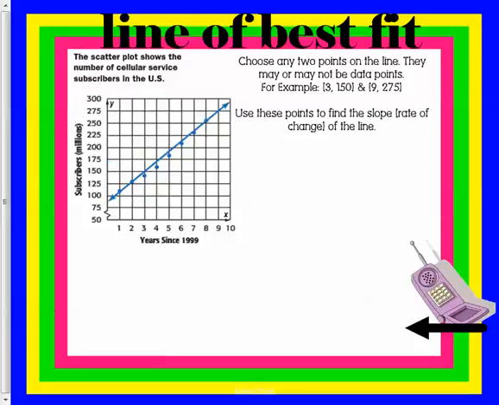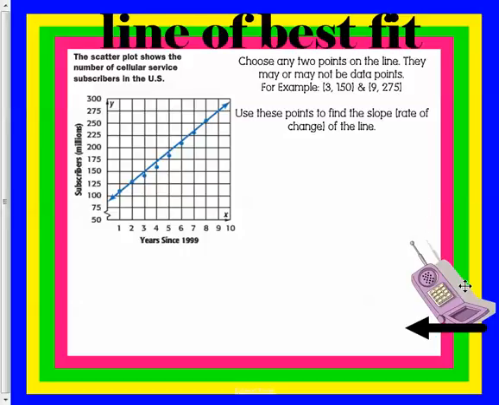So I want you to try this. The line of best fit shows the number of cellular service subscribers. Choose any 2 points on the line. They may or may not be data points. For example, if I chose 3, it would be 150, and if I chose 9, it's falling at 275. If I were you, I would try to find points that you can gauge that way. Use these points to find the slope or the rate of change, and if you want to use mine, go ahead. Okay, so I'm going to show you what I did.